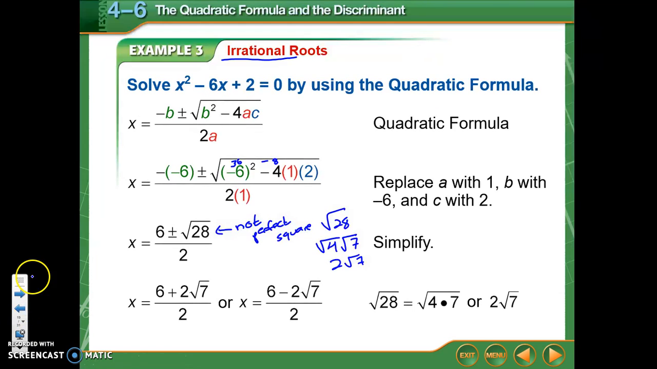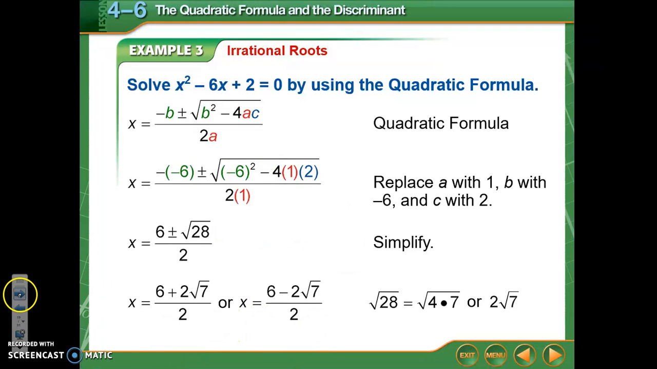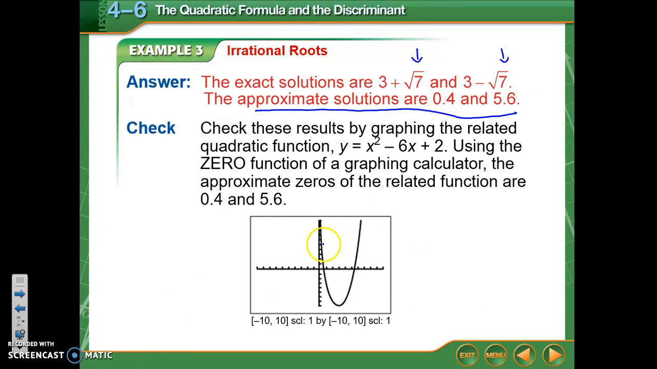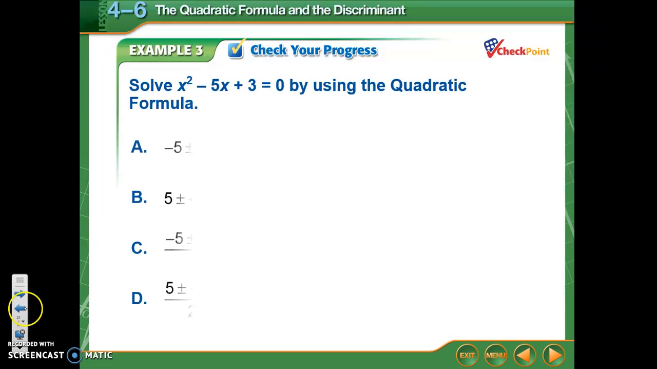If you're wondering what happened to the 6 and the 2, I forgot to show you this. I can factor a 2 out of my numerator, so that'd be 2 times 3 plus 1 square root of 7 all over 2, and then that 2 divided by 2 cancels out to 1. I can do the same thing over here: 2 times 3 minus 1 square root of 7 all over 2, and my 2's would cancel out to 1. So that's how they got 3 plus square root of 7 and 3 minus square root of 7. So anyway, this still has 2 solutions. It's just that my solutions are irrational because the number under the square root was not a perfect square. Try this one.